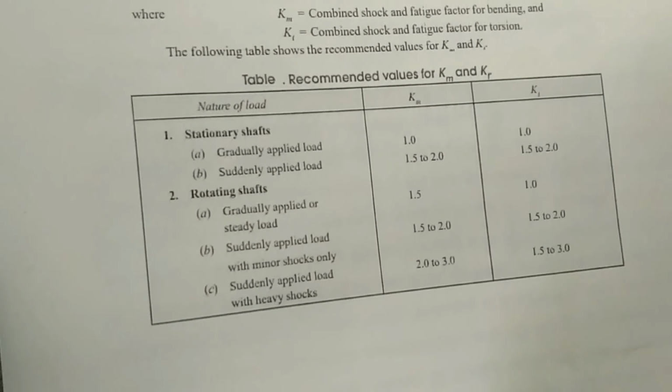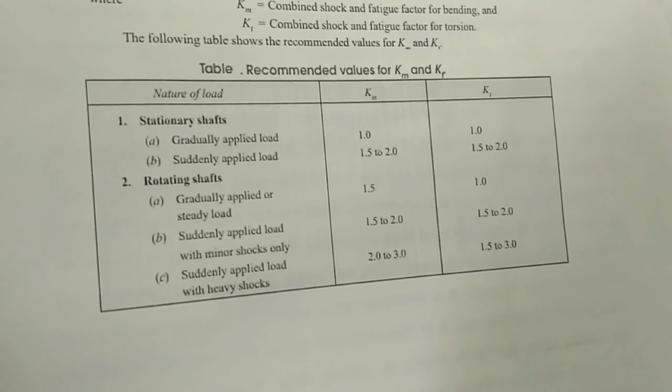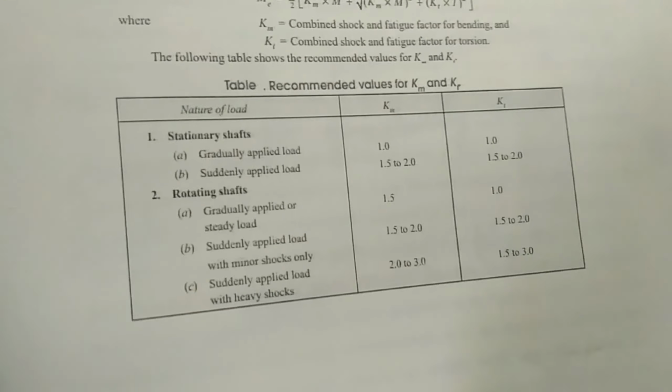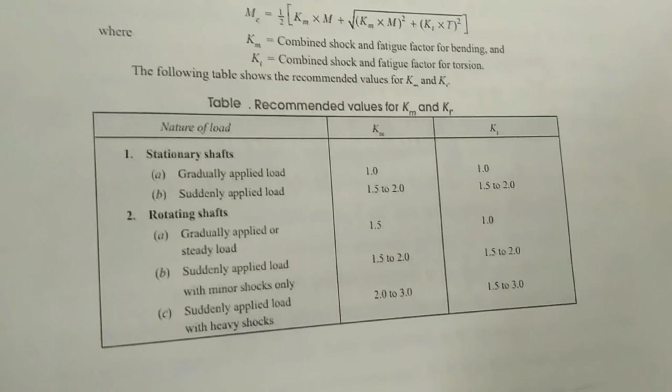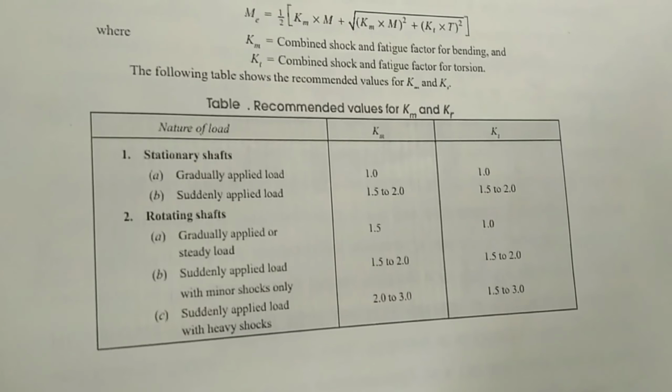So let me check this table. For a rotating shaft with a gradually applied load, it's a steady load. So the km value is 1.5 and kt is 1. So we take km as 1.5 and kt as 1. Now we know another term, equivalent twisting moment. Let me take this as ETM, equivalent twisting moment.